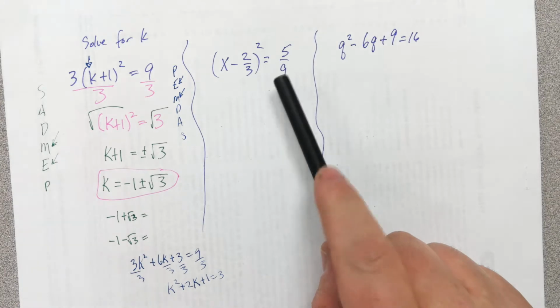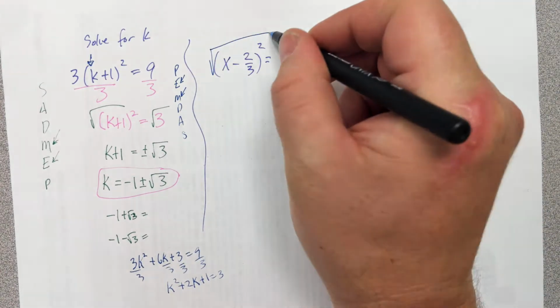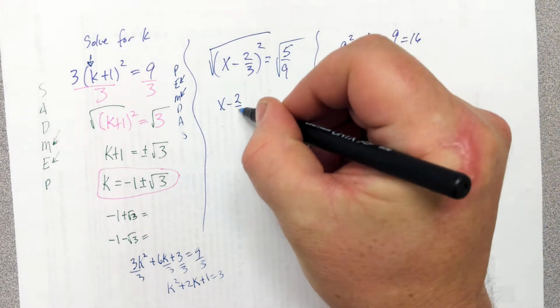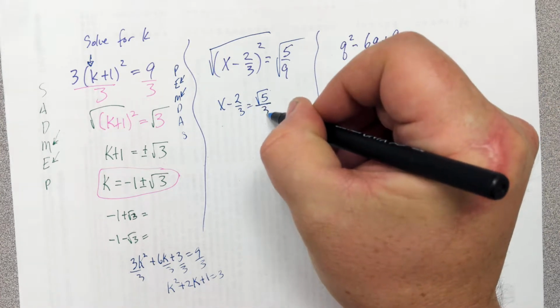So like this one's almost the same, except there's no coefficient, there's no number in the front, so all you gotta do is take the square root, right? And then you're gonna be left with x minus 2/3 equals the square root of 5 over 3.